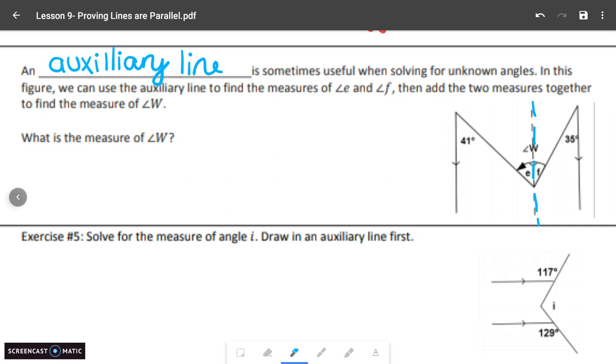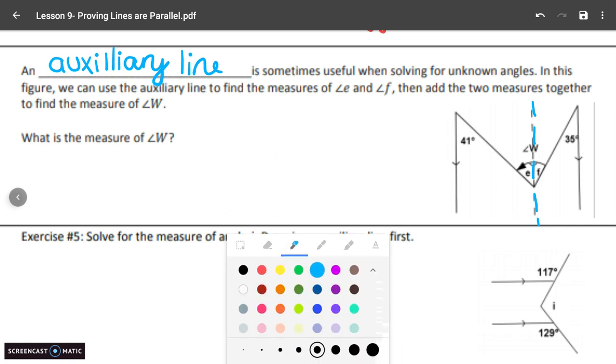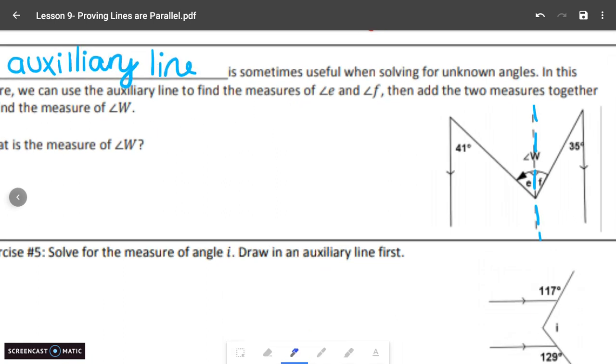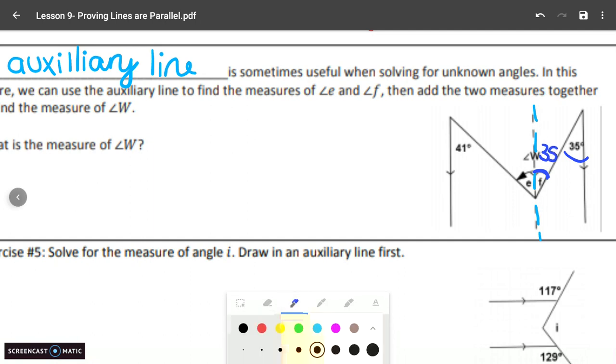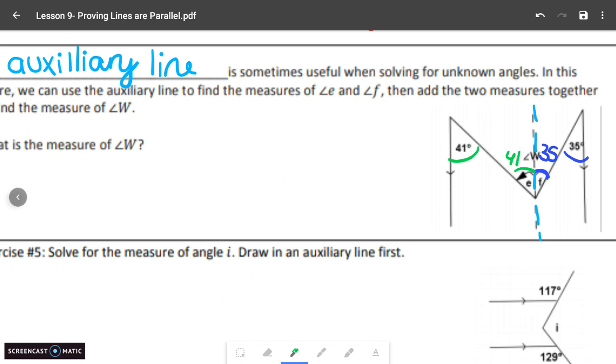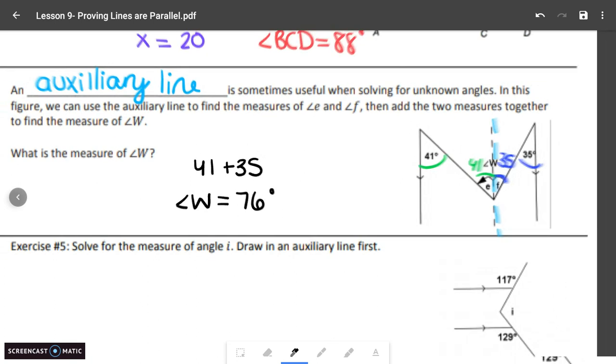The reason why is because if I look at the shape I mentioned before in the previous video, we have alternate interior angles. So that angle is 35, while I have it again, so 41. To find the measure of angle W, I'm just taking those and adding them together. 41 plus 35. So angle W is equal to 76 degrees. We can see that again.